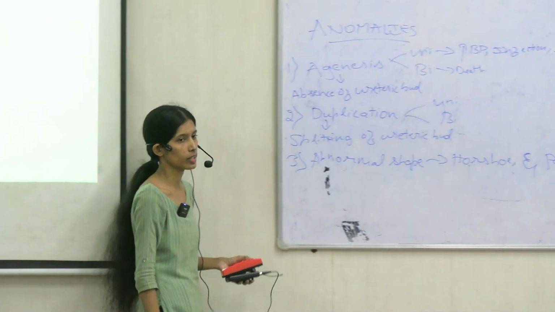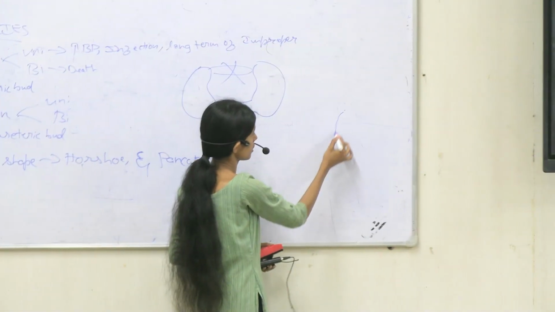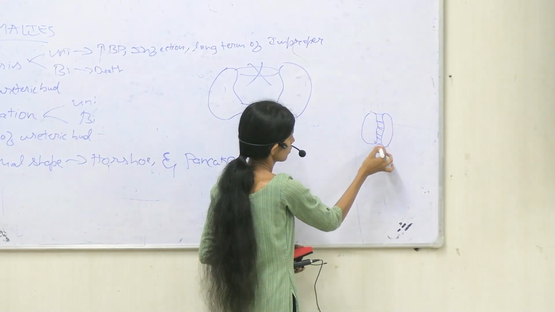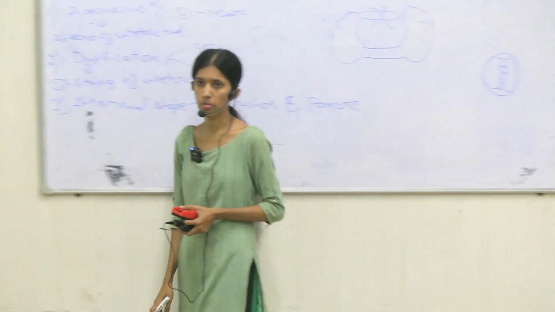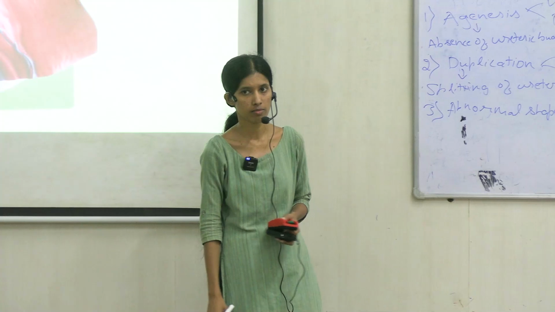Another one is pancake shaped kidney, where during the developmental stage itself, both the kidneys will come closer like this and it will look like a round shaped structure. This is called pancake shaped kidneys.